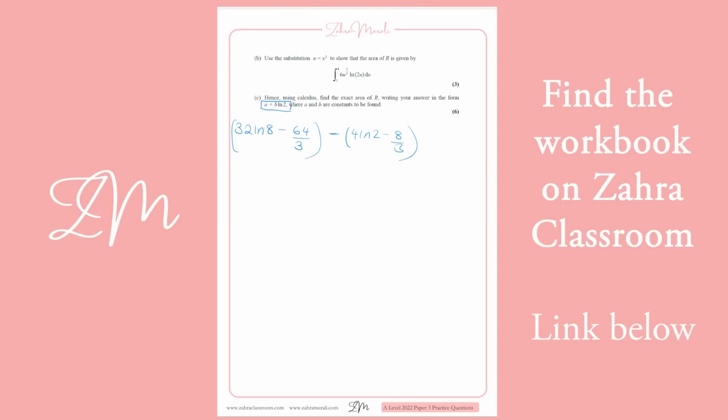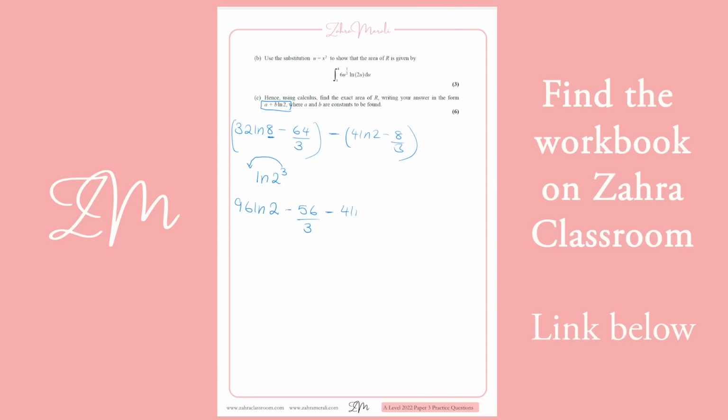And what we want to do is make sure our answer is in that form. If you notice, we've got an ln 8 here, and they just want everything to be ln 2. So remember, 8 is the same as 2 cubed. So we've got 32 ln 2 cubed, and that 3 can come down. So we end up having 32 times 3, so 96 ln 2. And then we can do minus 64 over 3, minus minus, which makes a plus. So minus 64 plus 8, which gives you minus 56 over 3.